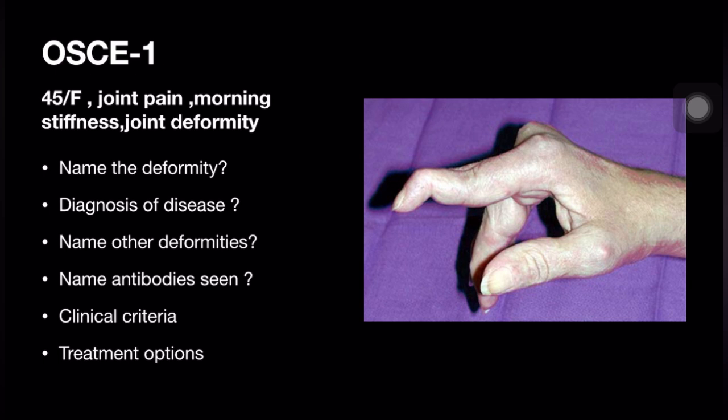Our first case is a 45 years old female who came with complaint of joint pain, morning stiffness and joint deformity. You have to tell the deformity, diagnosis, other deformities seen in this condition, and autoantibodies, criteria and the treatment option.